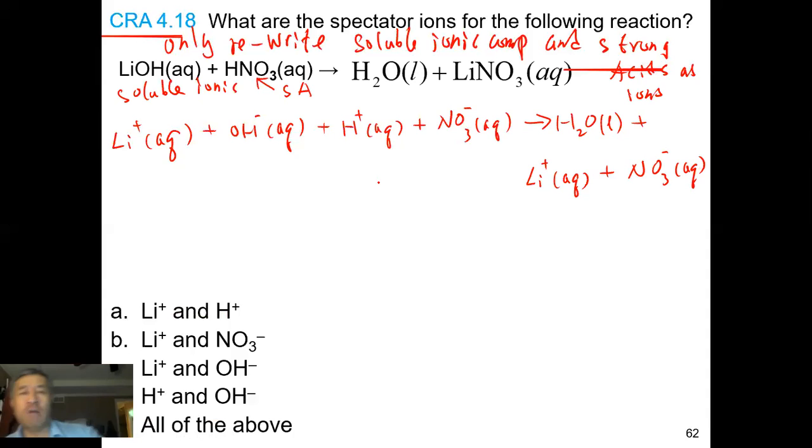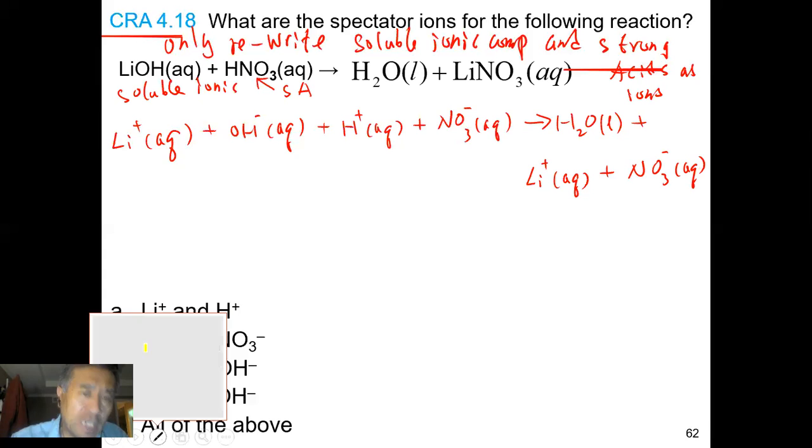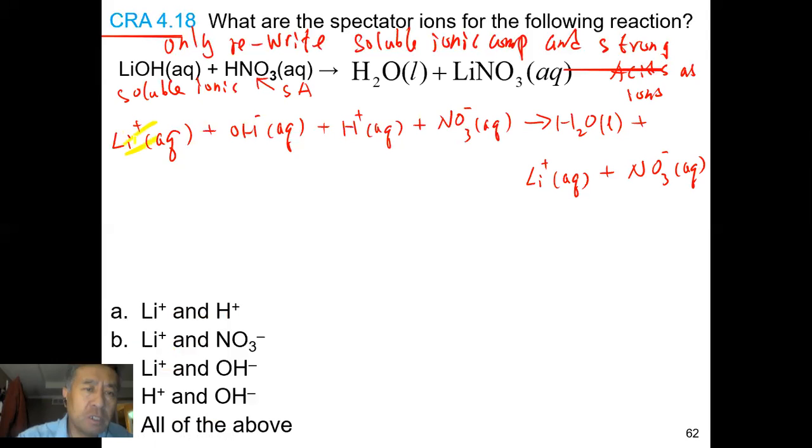And you identify the spectators. So what are the spectators? Let's identify or highlight them on the left and on the right. So this on the left and also on the right, that's a spectator. What else? This one and this one. So therefore, our answer is B.